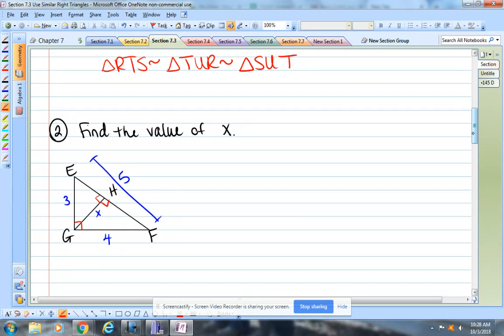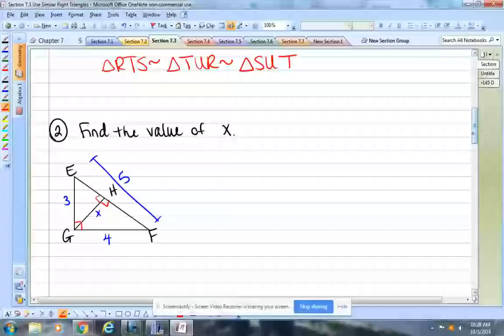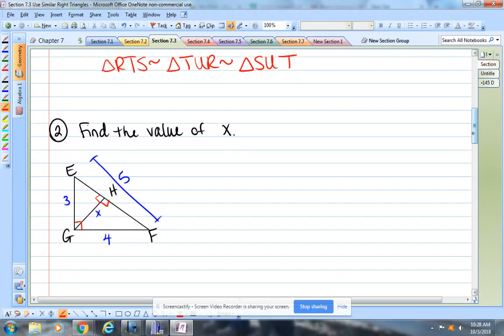So you want to go with one where you have a lot of information. Don't I know all 3 side lengths for the largest triangle? Yes, I know the short leg is 3, the longer leg is 4, and the hypotenuse is 5. So that might be the triangle I want to base everything off of to help me find X. Now X is a leg for the bottom triangle, and it's also a leg for the top little triangle.